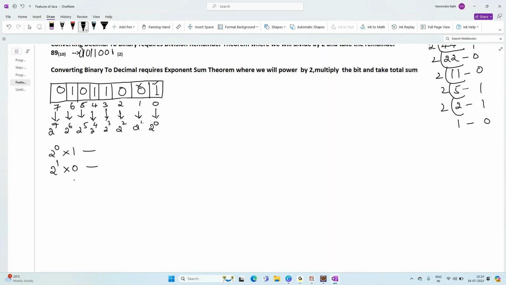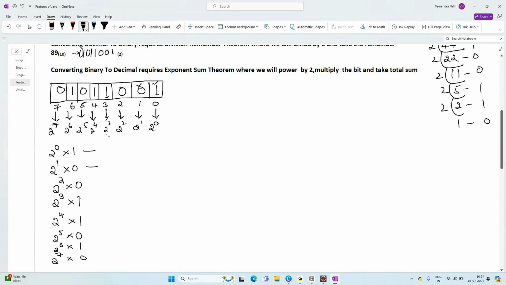Right? Okay, next 2 to the power of 2 into 0. Next 2 to the power of 3 into 1. Isn't it? Next 2 to the power of 4 into 1, 2 to the power of 5 into 0, 2 to the power of 6 into 1, 2 to the power of 7 into 0. Clear up to here? Yes.